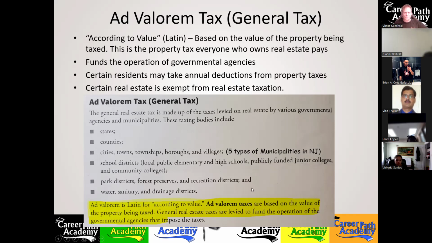Anyway, there's also money that goes to water, sanitation, and drainage districts. Okay, so let's just highlight that ad valorem is Latin for according to value, and it is the general tax that everybody has to pay. Yeah, that's the ad valorem tax.